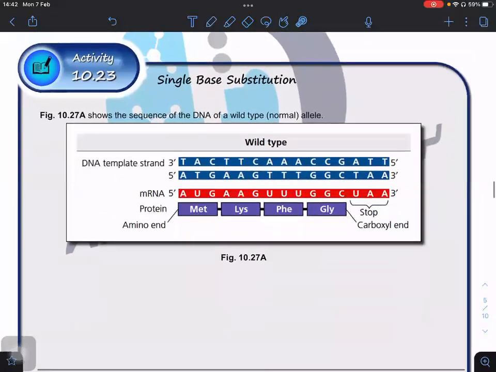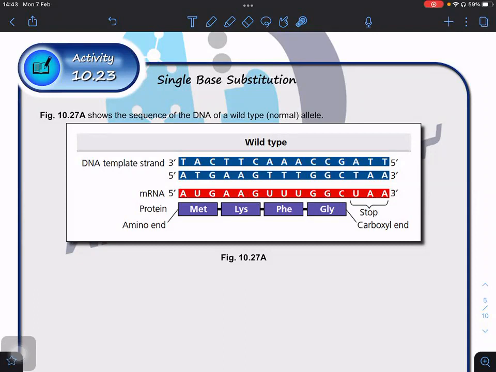So now we look at single base substitutions. In this single base substitution, this is the wild type, guys. There's something special about biology: when you talk about wild type, it doesn't mean that you're wild. In biology, wild type means normal. So in this normal sequence, you can see TAC codes for methionine, TTC is lysine, AAA codes for phenylalanine, CCG codes for glycine, and then ATT is stop. So this polypeptide has 4 amino acids, with a sequence of methionine, lysine, phenylalanine, and glycine.